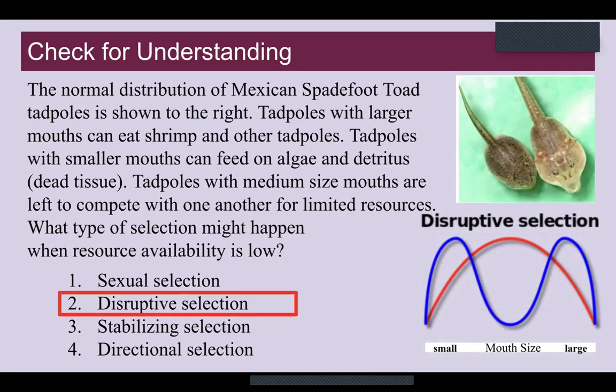The answer is going to be disruptive selection. Why? Because in times when resources are low, the tadpoles with the large mouth are going to be able to eat other tadpoles. Tadpoles with large mouths will be able to turn cannibalistic and eat their brothers and sisters. Tadpoles with very small mouths are going to be able to feed on the detritus, the dead tissue. So if resources are limited, all of these organisms are starting to die off, and those tadpoles with very small mouths are going to be able to eat that dead and decaying material. So this is an actual real life example of that rare case of disruptive selection.